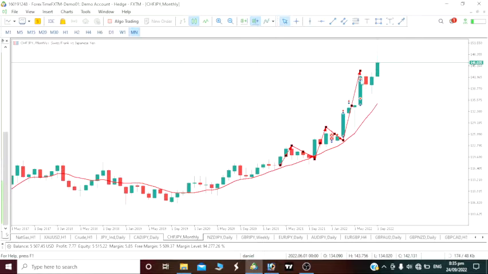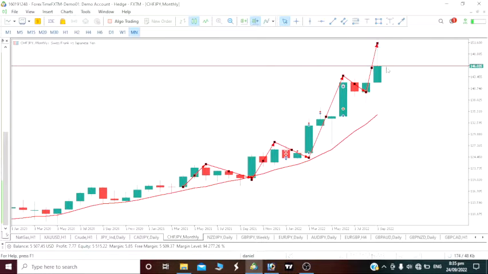We saw this huge impulse move, right? We saw this correction, right? And now this is a huge amount of impulse move on the monthly time frame. So this is like a correction level on the weekly time frame. The correction level is showing properly on the weekly time frame. So on the monthly time frame, we are still on a bullish move.